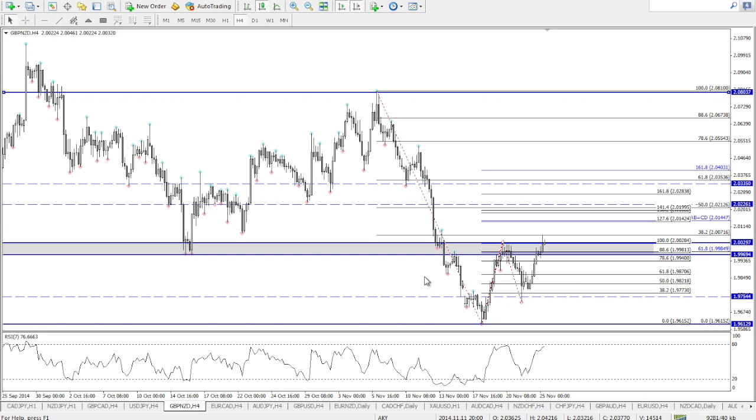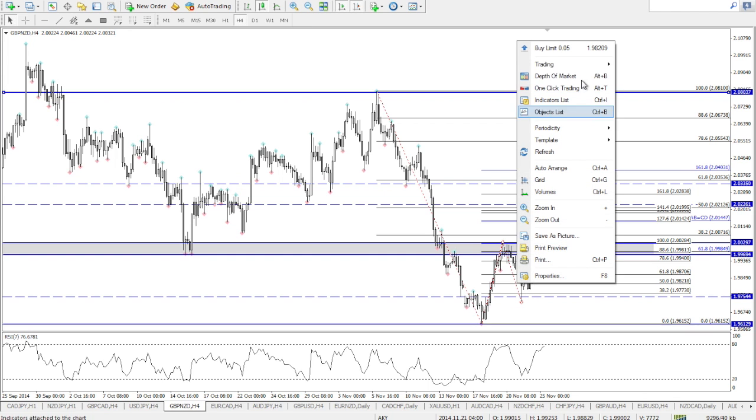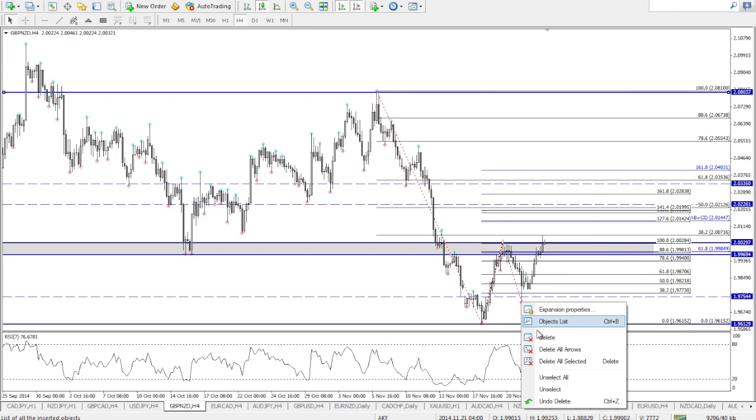Today I'll be sharing with you a little bit more about the ABCD pattern, how we identify and potentially trade this pattern itself. So let's jump straight into the chart. The first pair that I want to show you, using this as an example to identify and draw the ABCD pattern, is actually the pound New Zealand pair itself. So just let me remove all my Fibonacci.